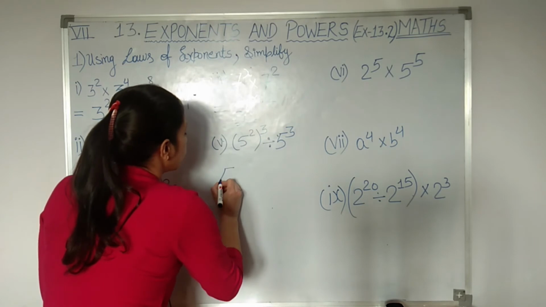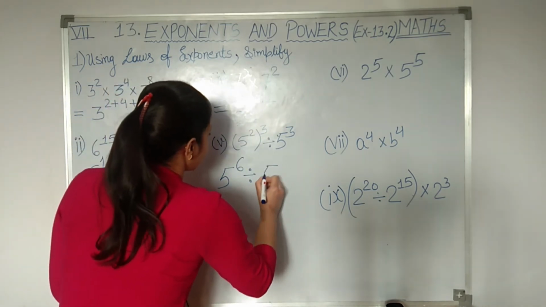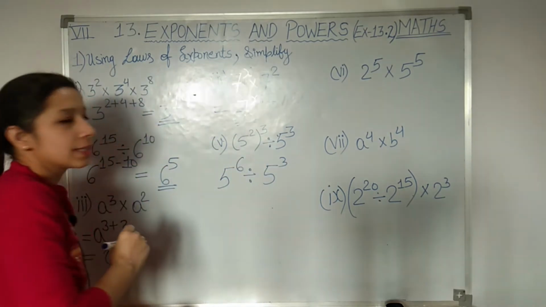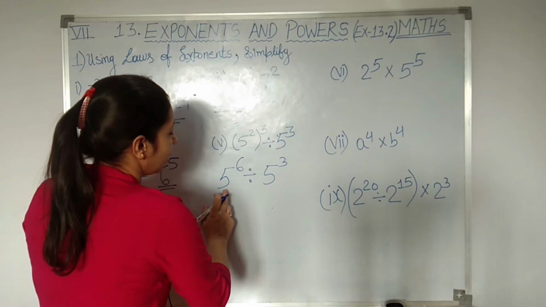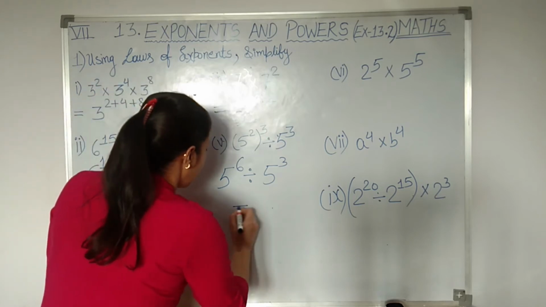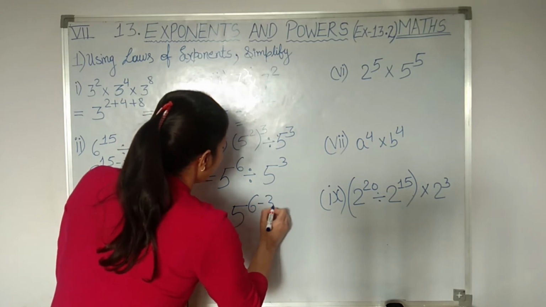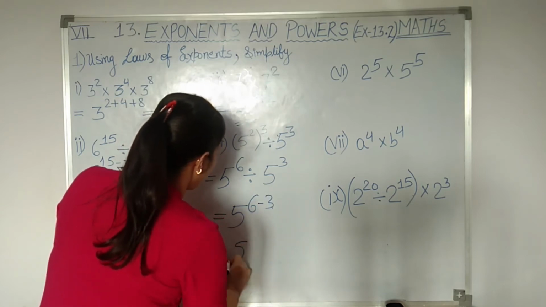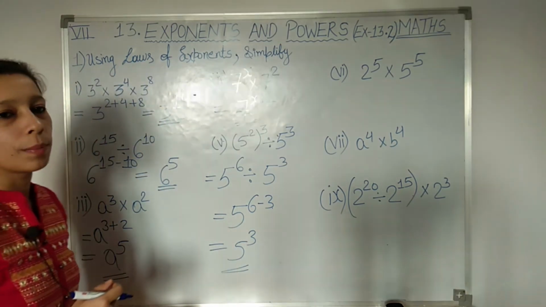So here I will do the same thing. 2 3s are 6. So I got 5 raised to the power 6 divided by 5 raised to the power 3. Now again they are in division and bases are same, so take base common, and the exponents we are going to divide. So the final answer is 5 raised to the power 3.